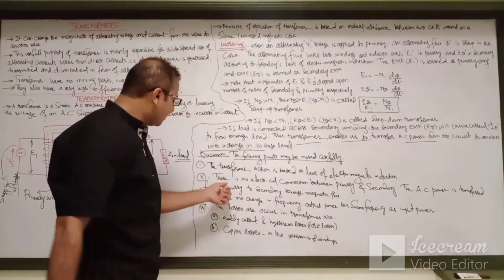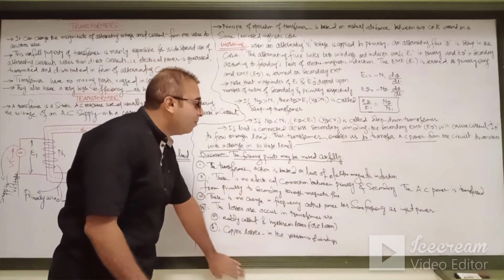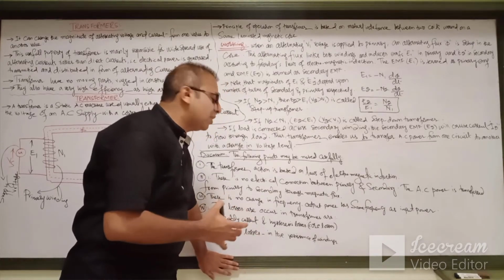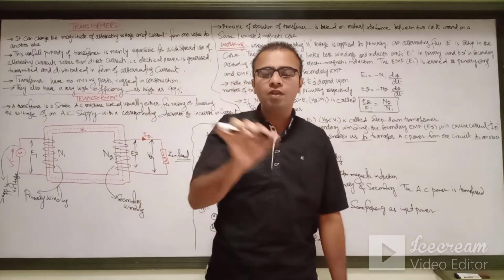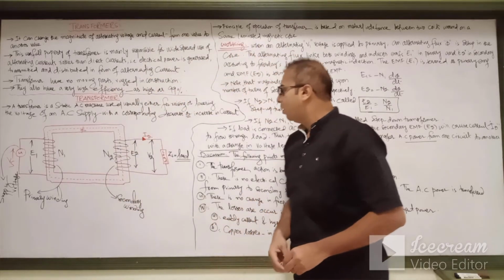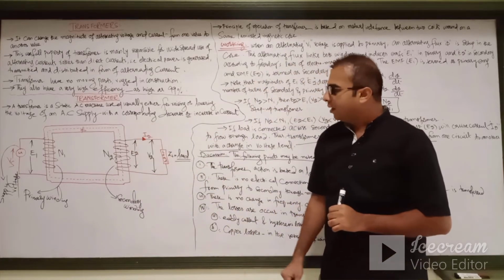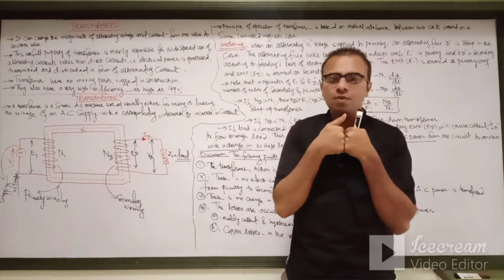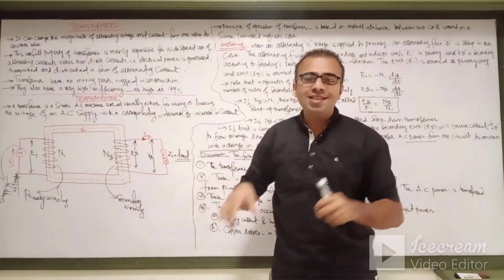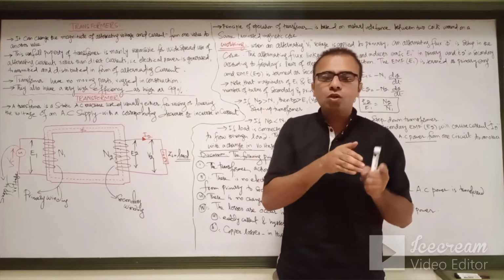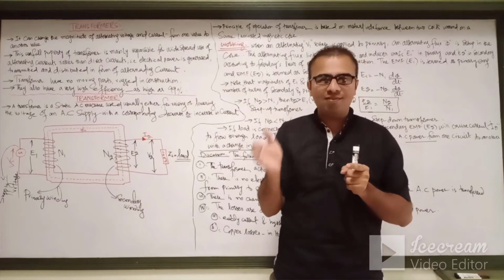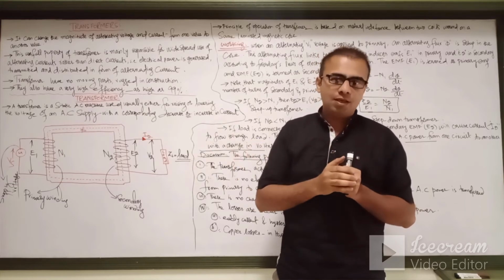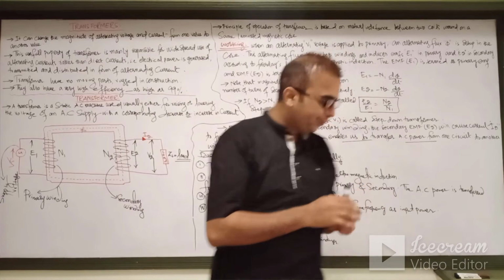And second, there is no electrical connection between the primary and the secondary. So AC power is transferred from primary to secondary only because of the magnetic flux. As you can see, there is no electrical connection between the primary winding and the secondary winding, but both coils are magnetically coupled. So due to the magnetic flux linkages, the power is transferred from one circuit to another circuit, from one side to another side.